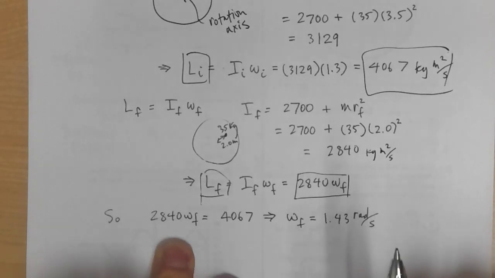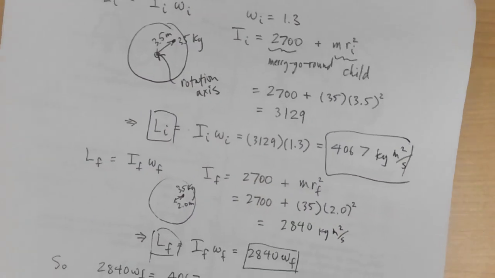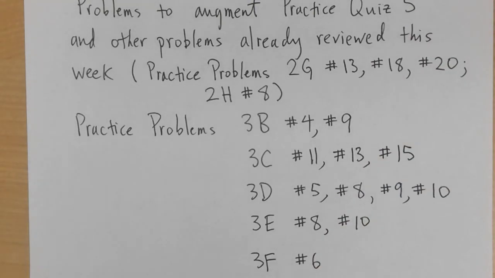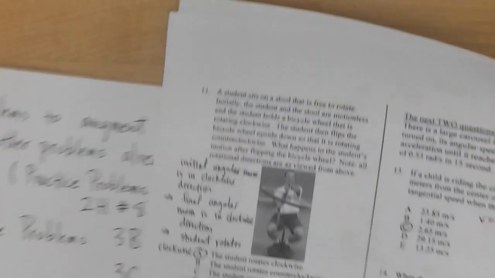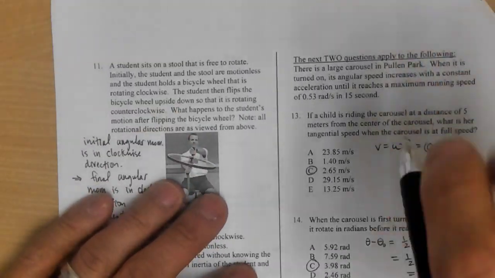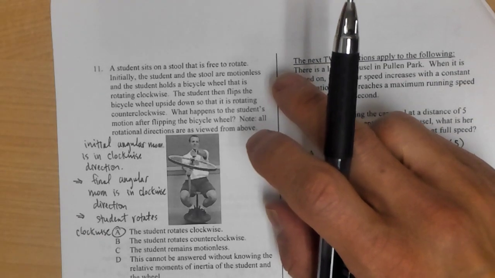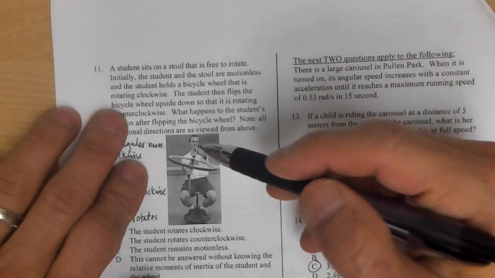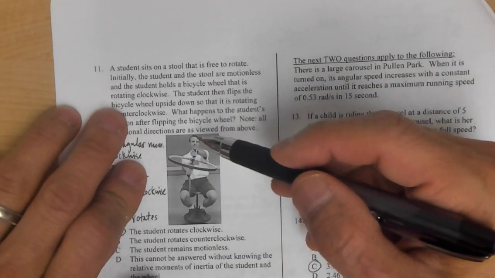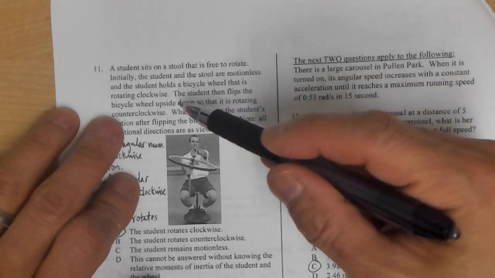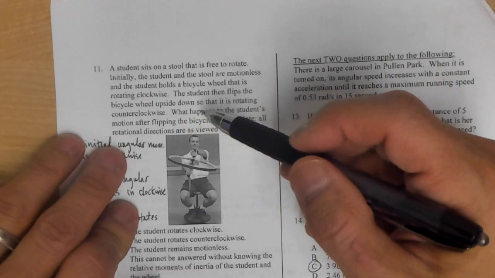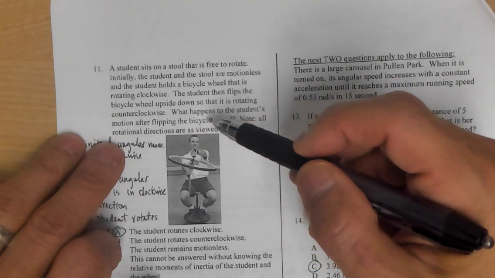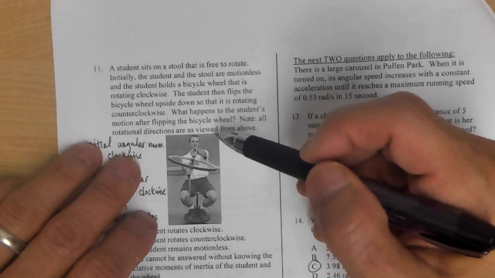Okay, let's go on. The next problem is 3C, number 11. A student sits on a stool that is free to rotate. Initially, the student and the stool are motionless, and the student holds a bicycle wheel that is rotating clockwise. The student then flips the bicycle wheel upside down so that it is rotating counterclockwise. What happens to the student's motion after flipping the bicycle wheel? Note all rotation directions are as viewed from above.